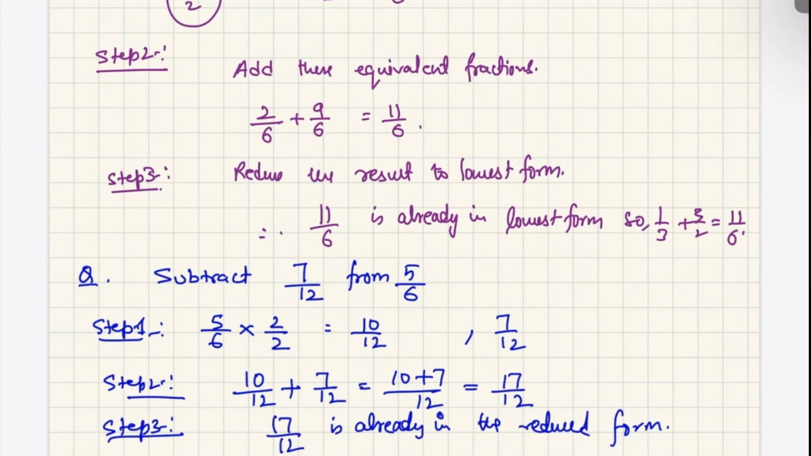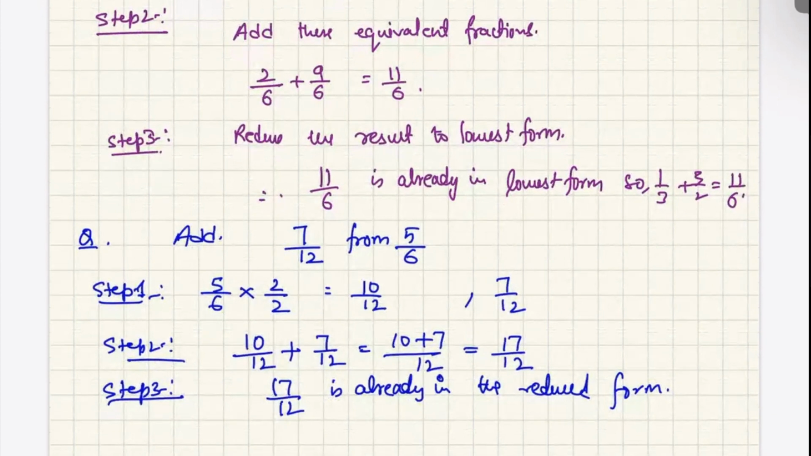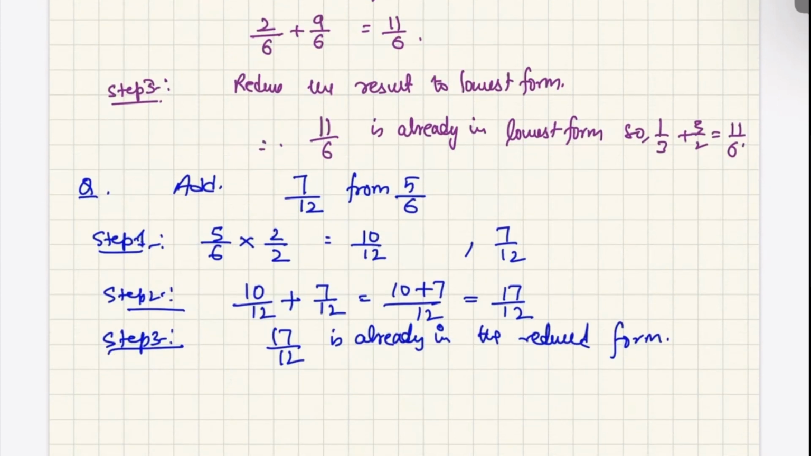Okay. Sorry, I have added it. Actually, I wrote here as subtract, so I should not have written it as addition. I wrote add over there. Instead, it should be subtract. If you have to subtract this, let me do this for you also. So if you have to subtract, what will you do? So 5 by 6 is already 10 by 12, minus 7 by 12. This becomes 10 minus 7 by 12. This is 3 by 12.